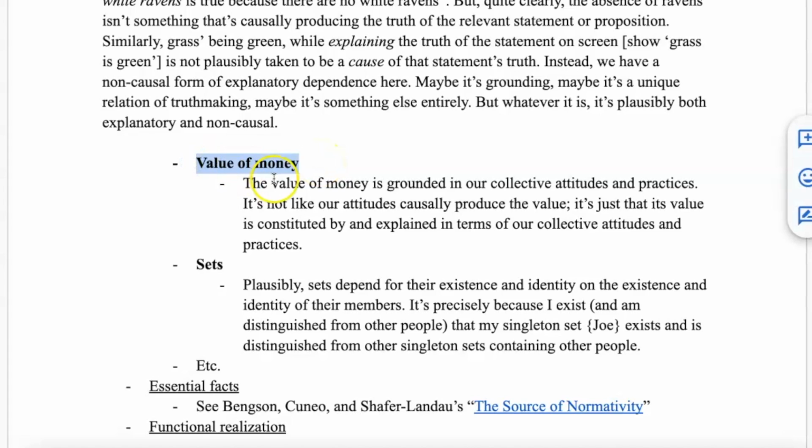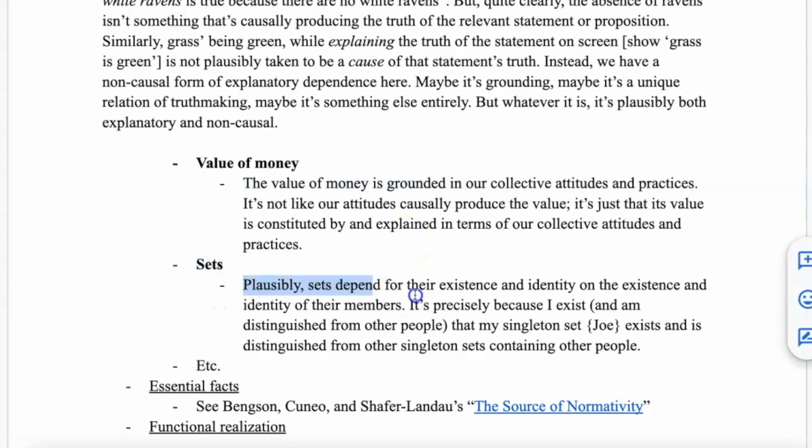One is the value of money. Plausibly, the value of money is grounded in our collective attitudes and practices. But it's not like our attitudes causally produce the value of money. It's just that its value is constituted by and explained in terms of our collective attitudes and practices. So again, explanation without causation.